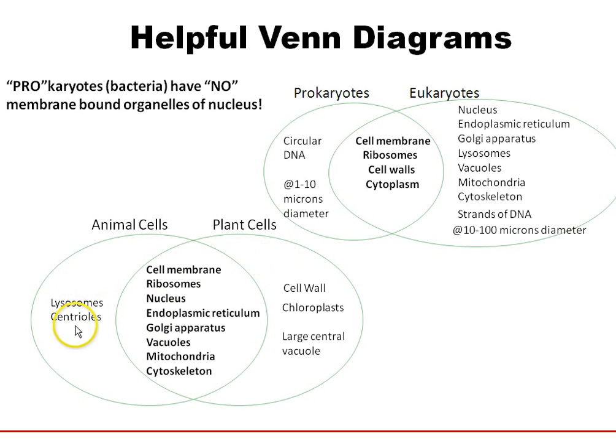Centrioles are attachment points for spindle fibers during mitosis. Animal cells have them. Plant cells have a cell wall to attach their spindle fibers to. Plant cells have a cell wall that we don't have. Don't get cell wall and cell membrane confused.